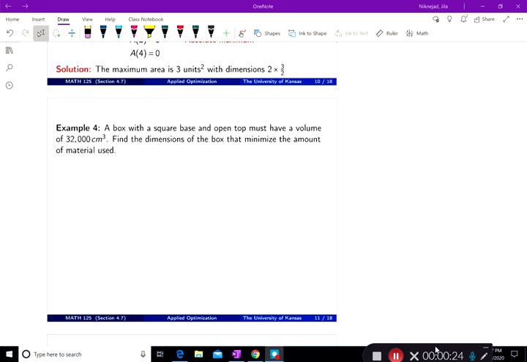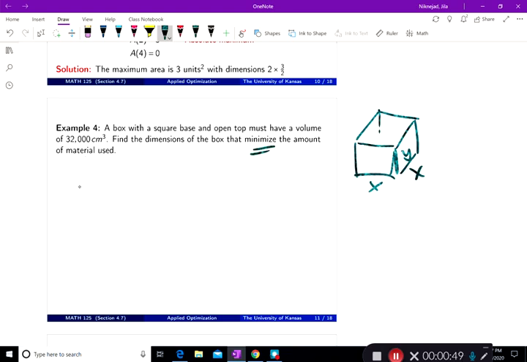So let's see, we're discussing a box with an open top, like this, and it has a square base. So here and here they have the same dimension, and then you have another dimension over here. We're trying to minimize the amount of material, so the objective is to minimize the surface area, basically.